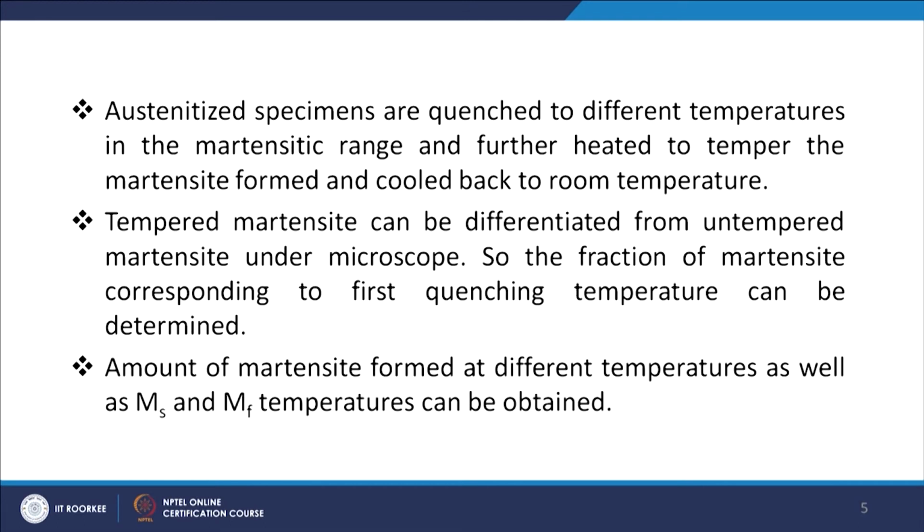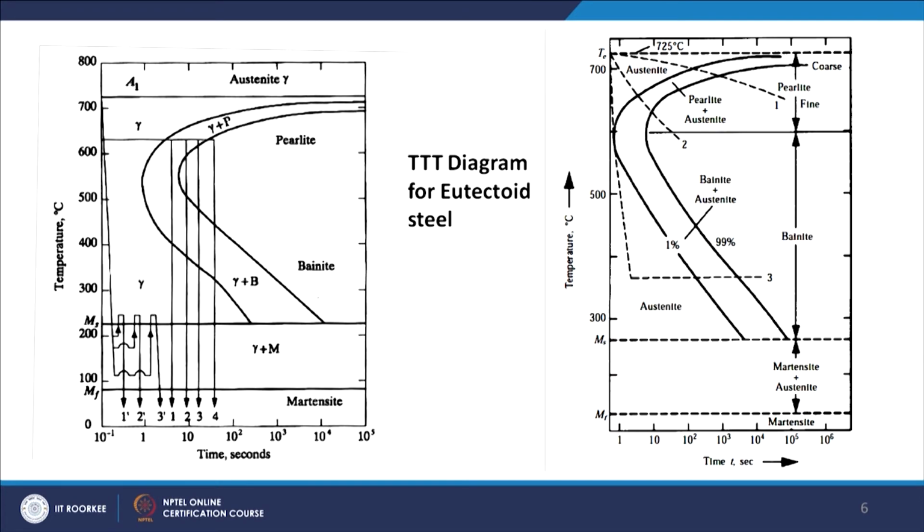So, you can have an idea about the fraction of martensite corresponding to the first quenching temperature, so that can be determined. Also, the amount of martensite formed at different temperatures as well as the MS and MF temperatures can be determined using these curves. So, what you see is that this zone is the gamma zone, this is the perlite zone, and in this upper portion you will have gamma plus perlite and gamma plus bainite in this upper zone.